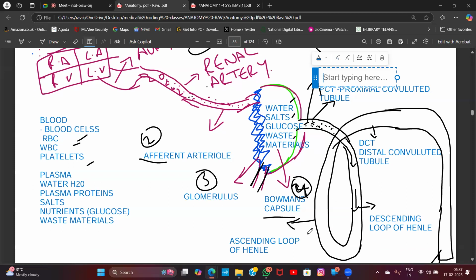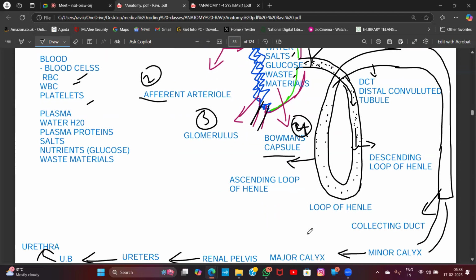Again, what happens in the proximal convoluted tubule? The reabsorption of what? Reabsorption of glucose. The glucose and some amount of water are reabsorbed in the proximal convoluted tubule. From the proximal convoluted tubule, the filtrate with some amount of water and salts goes to the loop of Henle. What happens in the loop of Henle?